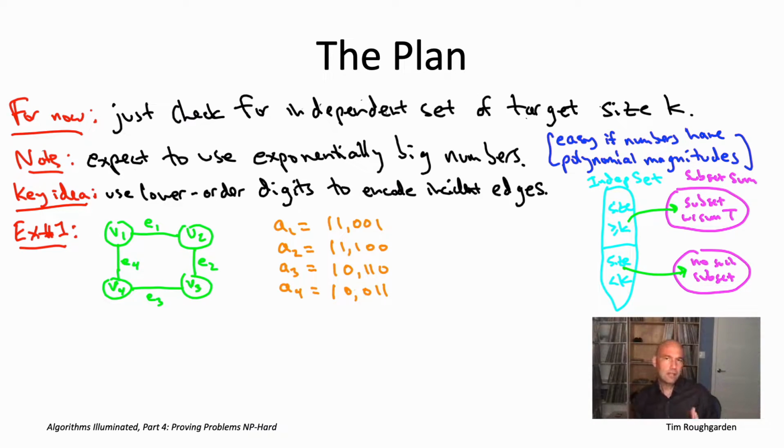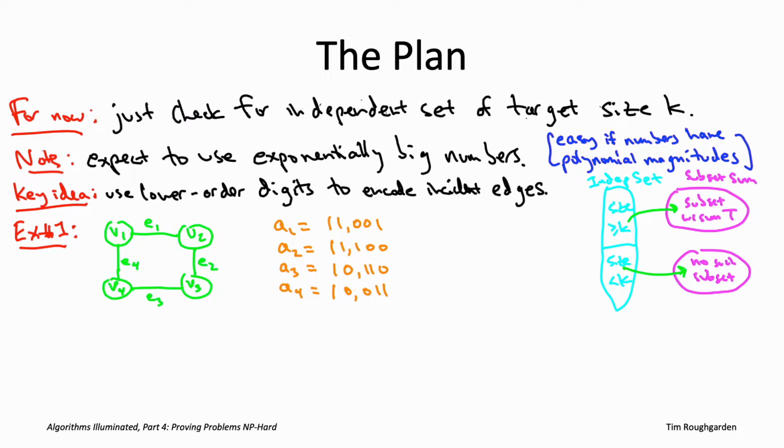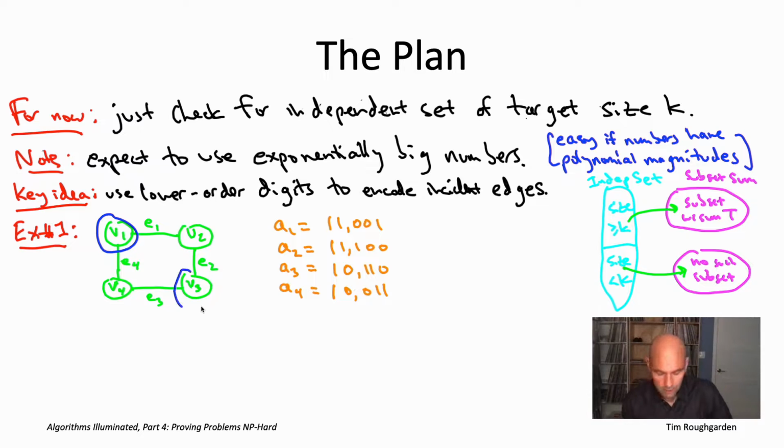Now, here's what's cool. Check this out. So consider independent sets of size 2 in this graph. There's only 2 of them. There's one that picks the northwest and southeast corners, the first and third vertices, and there's another one that picks the northeast and southwest corners, V2 and V4. Consider the first one, V1 and V3. Let's look at the sum of the 2 corresponding numbers, A1 plus A3.